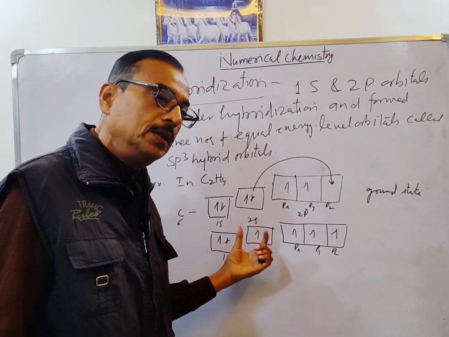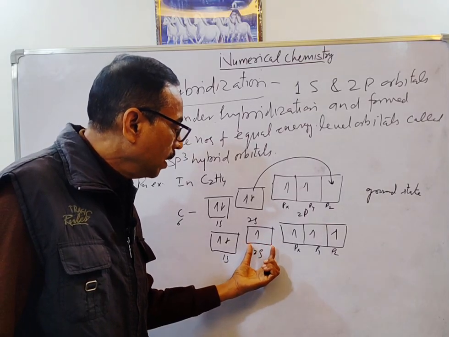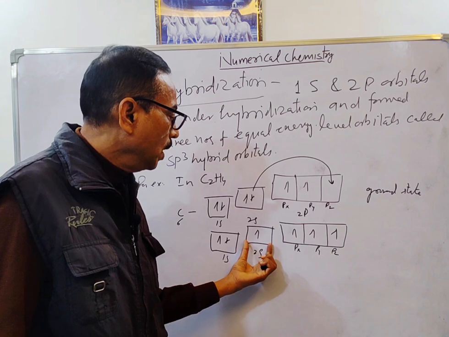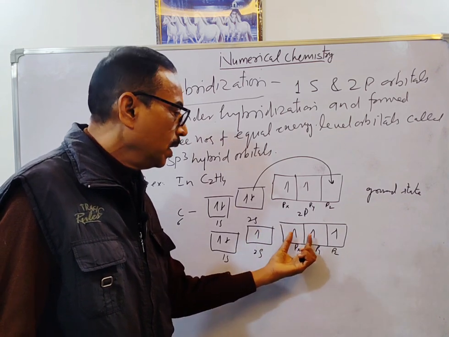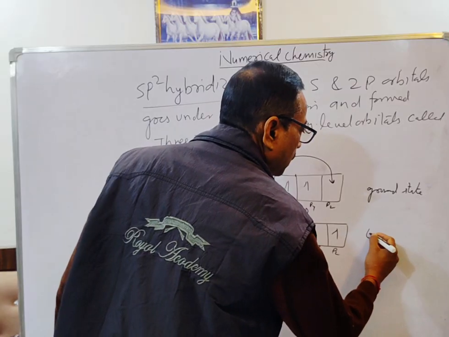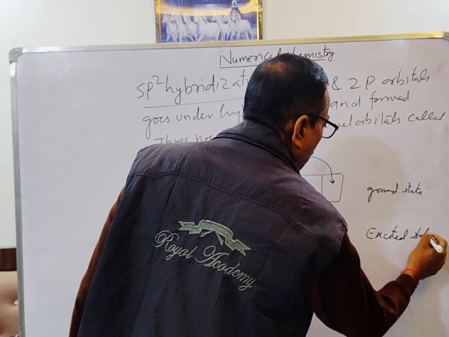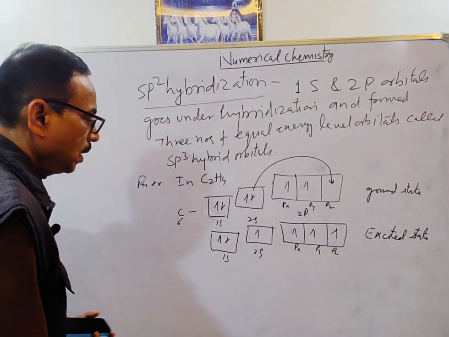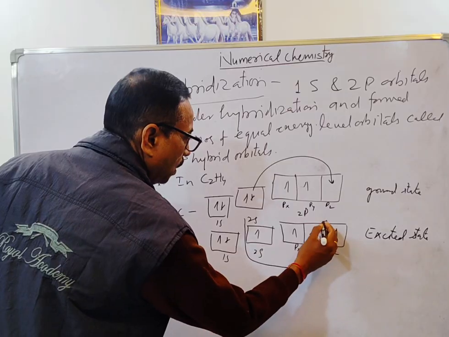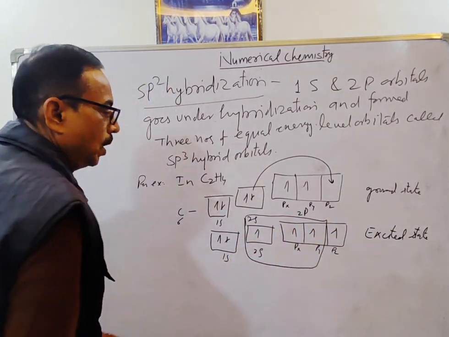But if bonding happens at this state, then the bond length and bond energy of all these bonds are different. This bond has lower energy than this. Therefore, this state is called the excited state. Before bond formation, the hybridization takes place here, between orbitals of nearly equal energy, 1s and 2p.